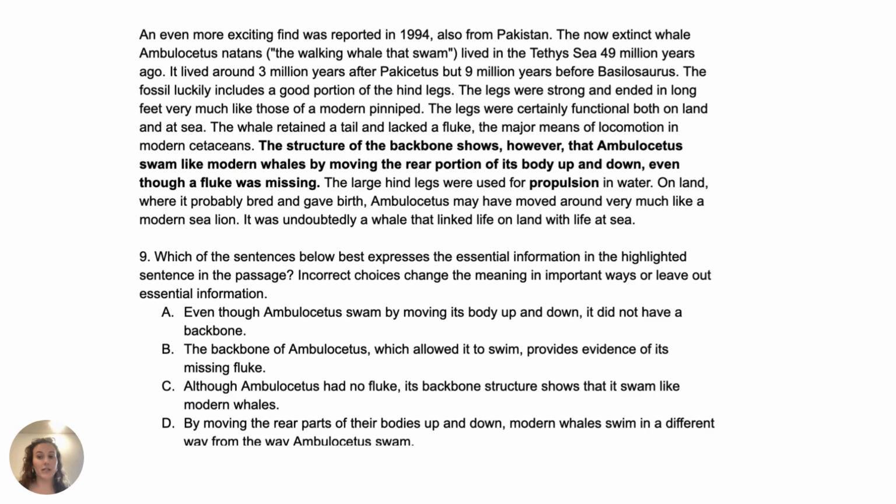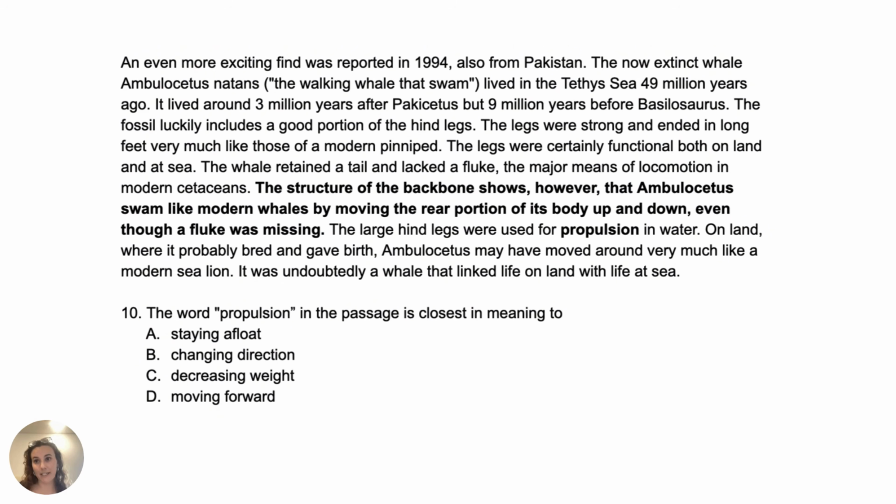So let's go back to choice C. Although Ambulocetus had no fluke, its backbone structure shows that it swam like modern whales. Choice C is the same information as the highlighted sentence in the paragraph, just in a different order. So C is the correct answer. Number 10. This is a vocabulary question. I'm going to let you do this one on your own because this is your third one in this passage today.